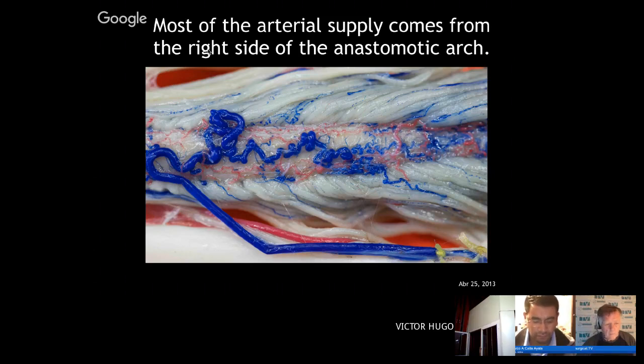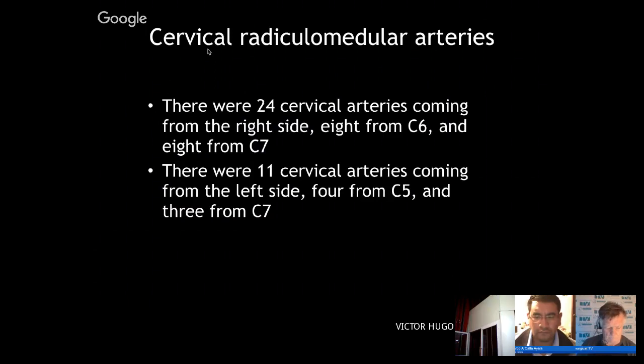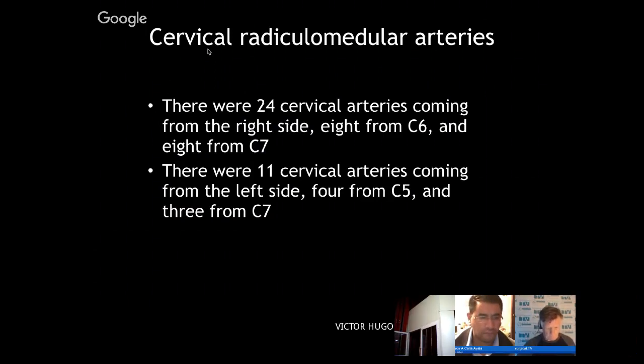In this photograph, you are seeing the posterior aspect of the lumbosacral segment of a human spinal cord. You can see also a great posterior vein over the surface of the posterior aspect. Cervical radiculomedullary arteries. There were 24 cervical arteries.